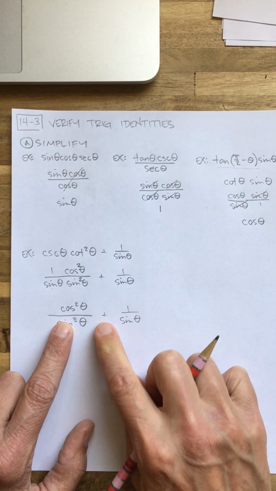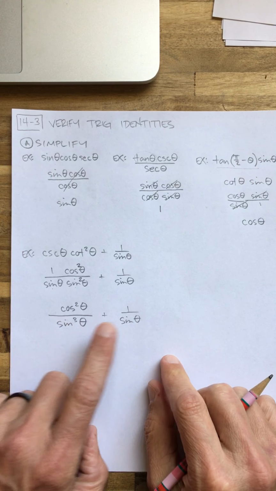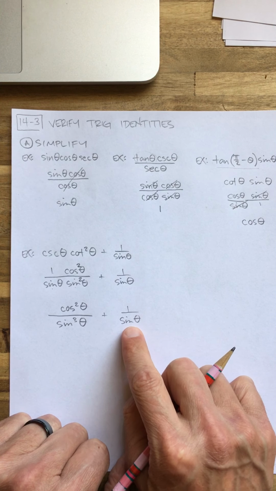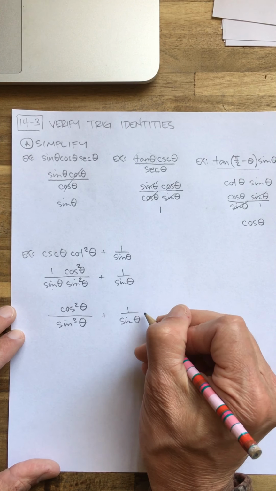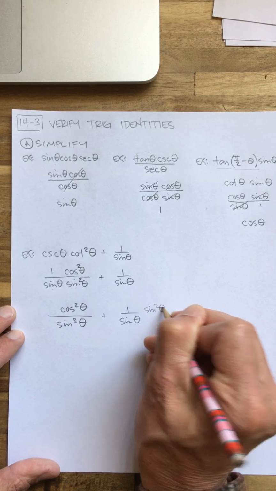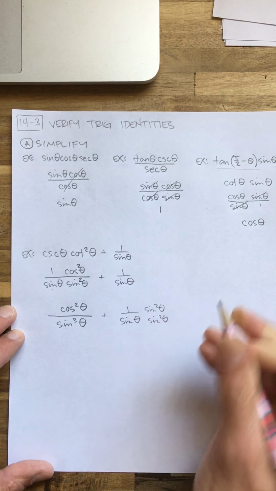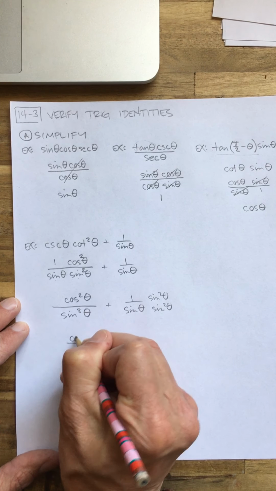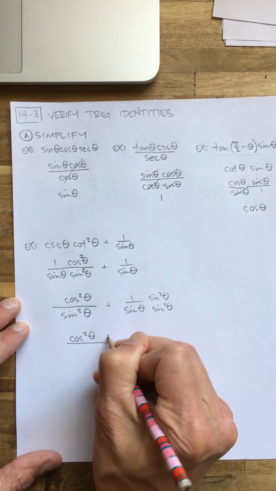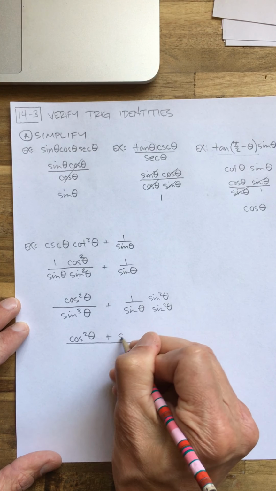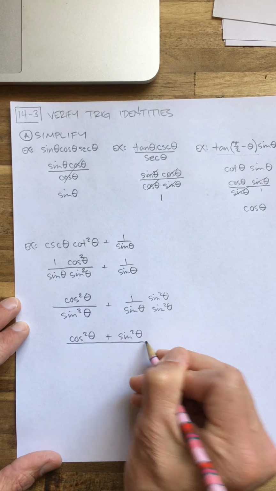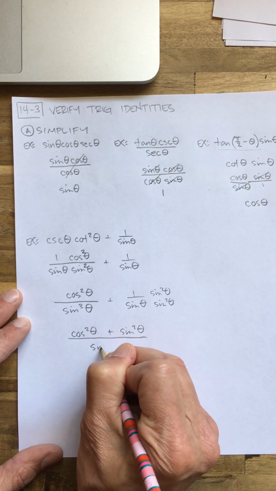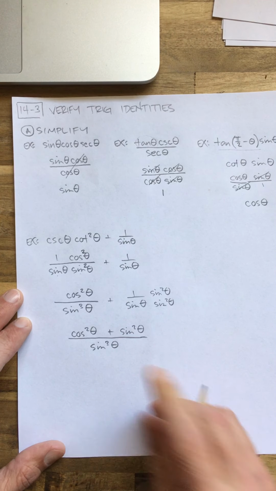Now, I have fractions and I'm adding them together. I need common denominators. So what do I need to multiply by to get these to be the same? That's right, this is only sine theta, so I need to multiply by sine squared of theta. Now I get cosine squared theta plus sine squared theta, over sine cubed theta. I've got a common denominator.